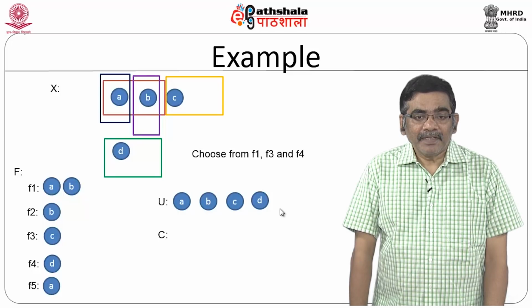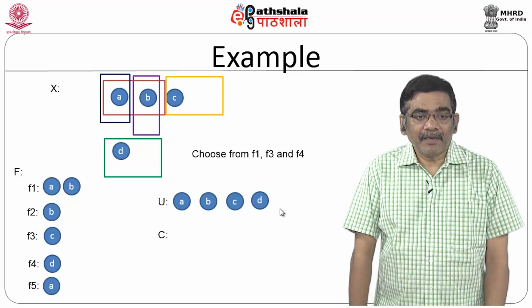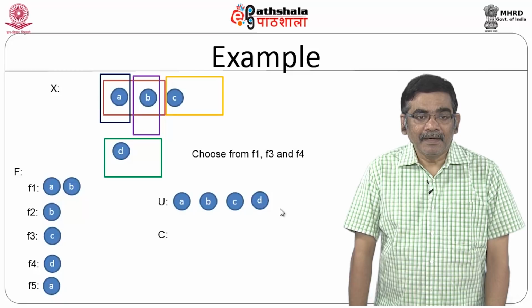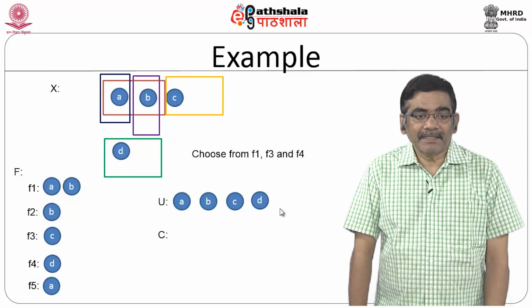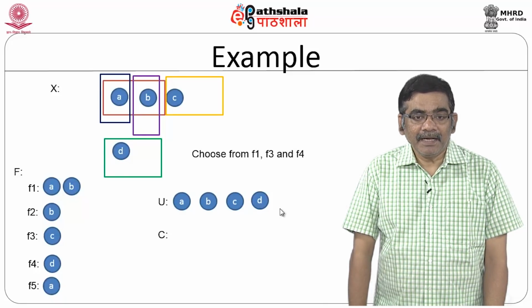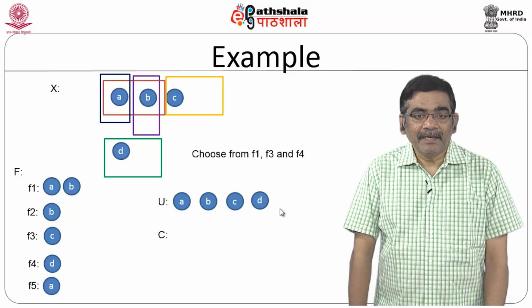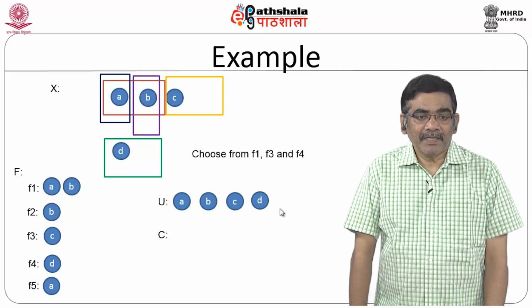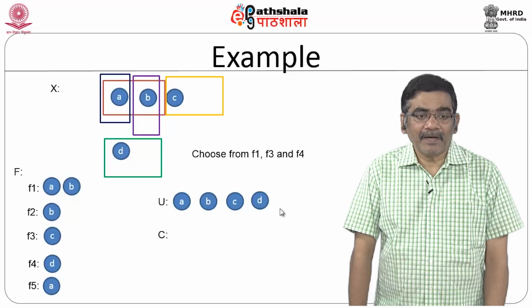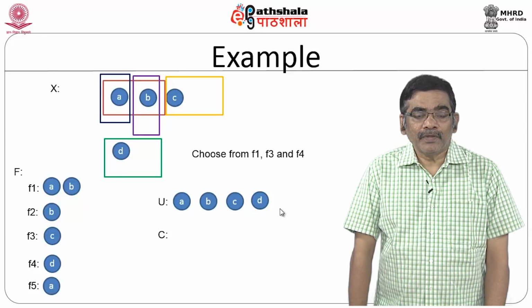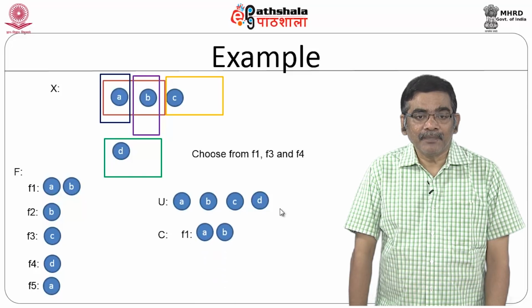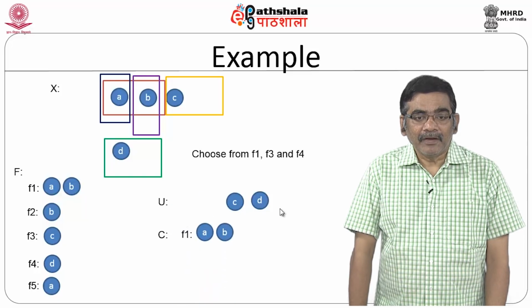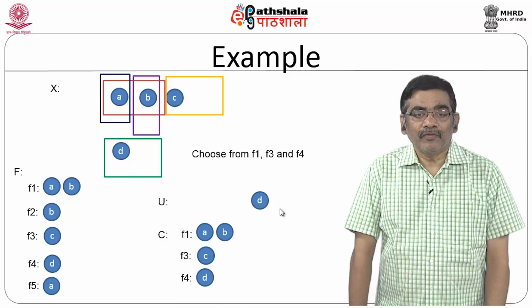If I select F1, what will happen? F1 will cover A and B. So, what is left? C and D is left. To cover C, I have to select F3. Then what is left? D is left. So, I have to select F4. Therefore, the solution is F1, F3 and F4. This is the solution for this particular problem.